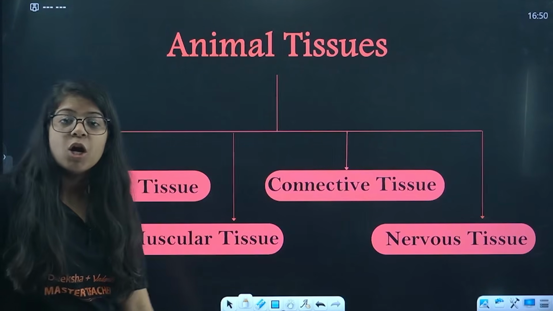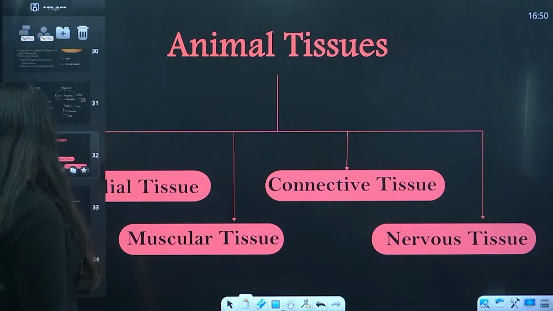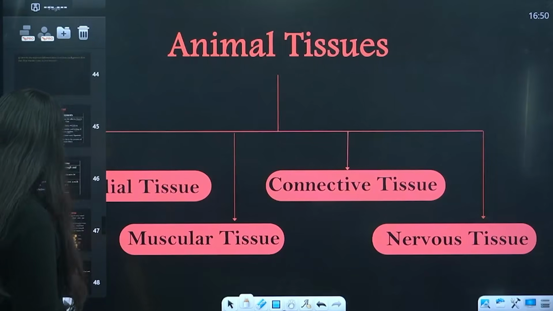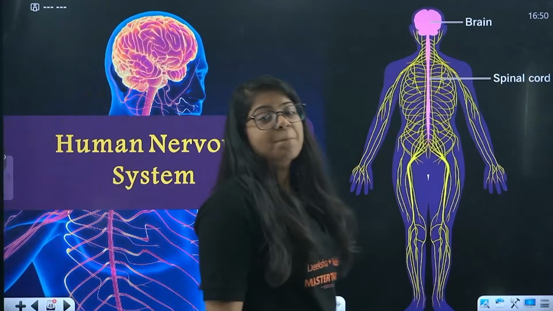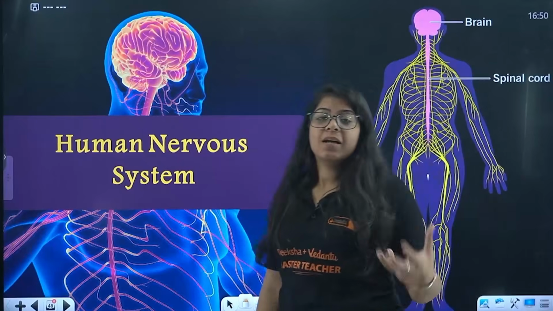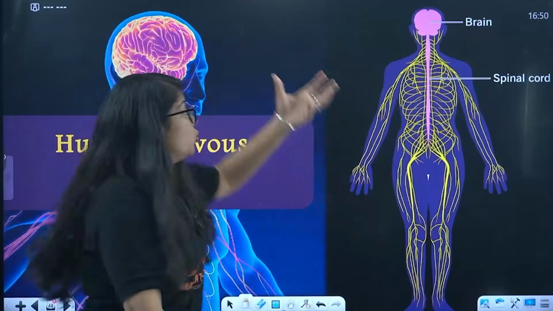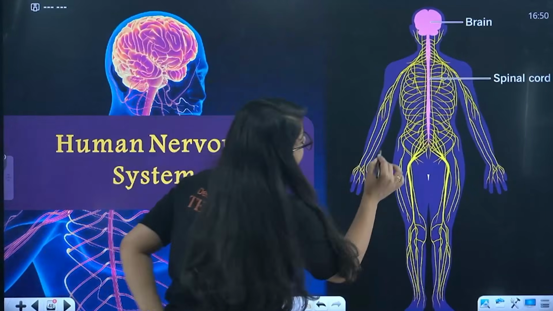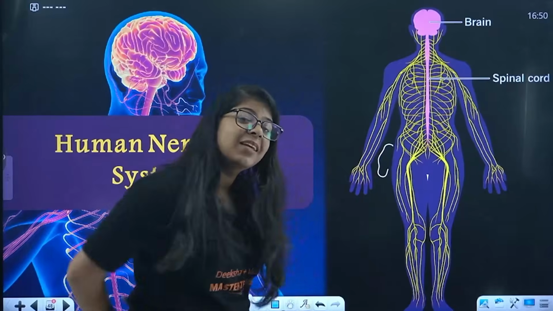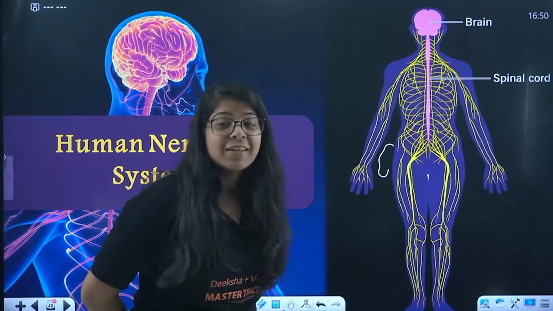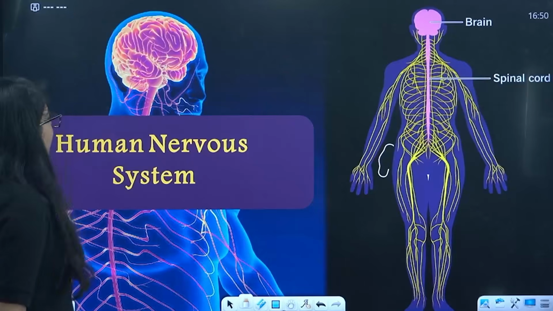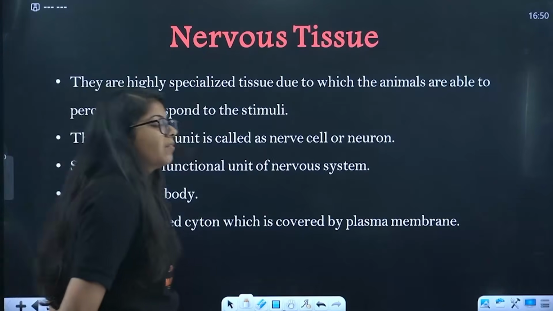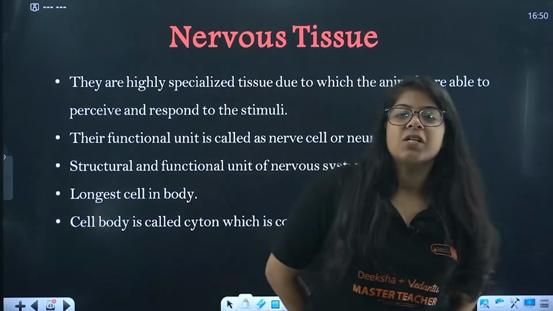Now talking about nervous tissue. Beta, do you get nervous? Do you get nervous before the exam? Well, this is not that nervous tissue, but this is your human nervous system. Maybe you have your brain here, or your friend will have their brain here. Okay? Now beta, talking about the human nervous system, we have a tissue called nervous tissue.